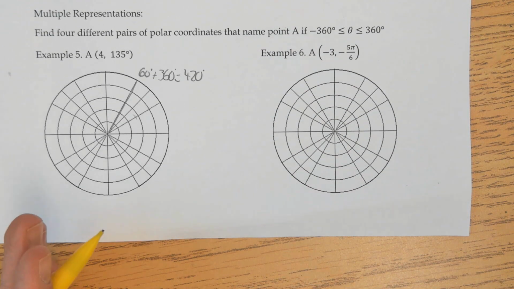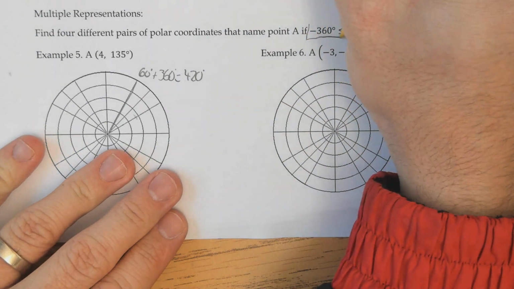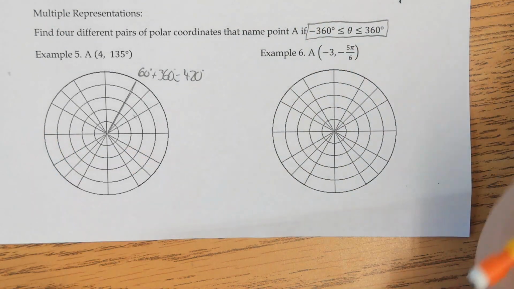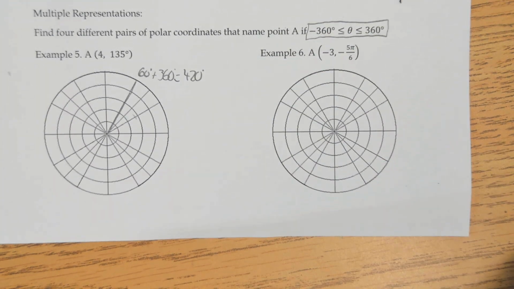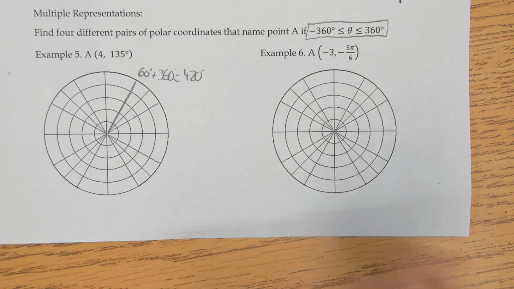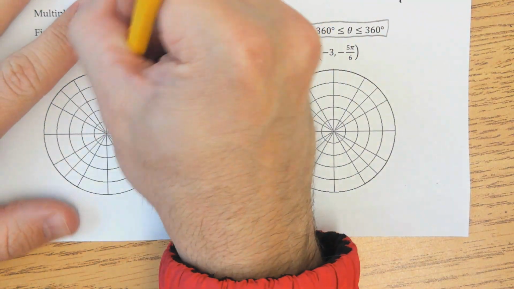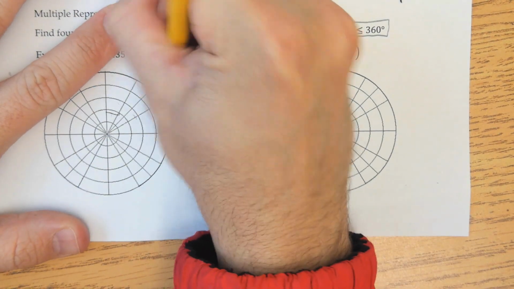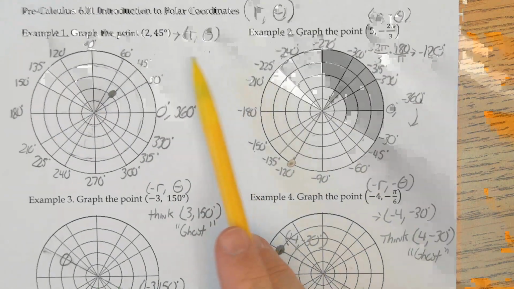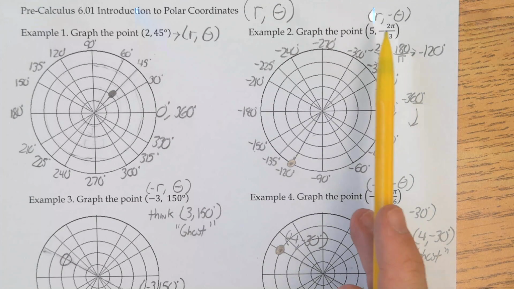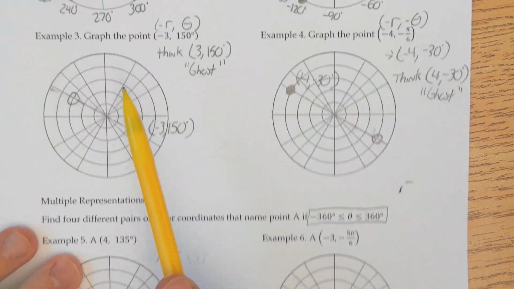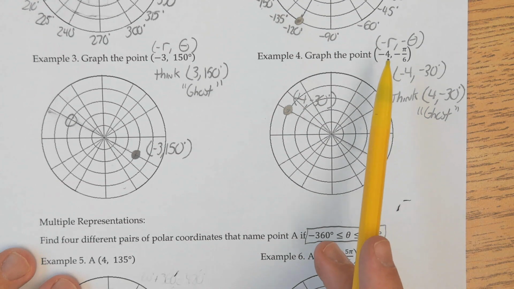And so what that means is that I have to restrict this for you to be between negative 360 and 360 to only have 4 possible pairs that work. If I did not, it would be infinite, and you wouldn't be able to answer them all for me. So what I wanted you to notice, if you look at these 4 questions, is what we had. Our first one was positive r, positive theta. Our second one was positive r, negative theta. Our third one was negative r, positive theta. And our fourth one was negative r, negative theta. That is what we are going to be filling out for every one of these.